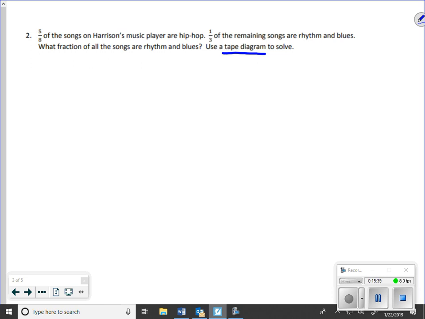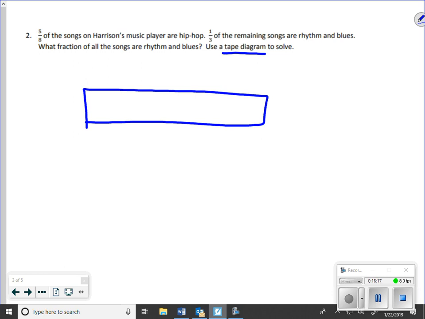So 5/8 of the songs. So if this is his music player, as much as some of y'all hate doing tape diagrams and bar models, will this help you solve the problem? Yes. Yeah, you kind of need to. So 5/8 of the songs are hip hop. So what do I need to do to this tape diagram? Divide it into 8.